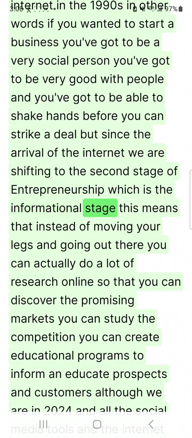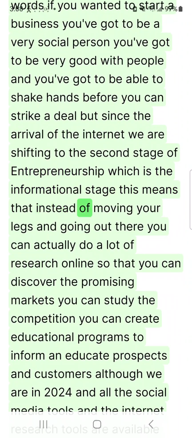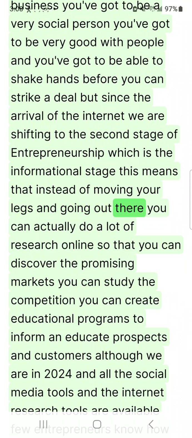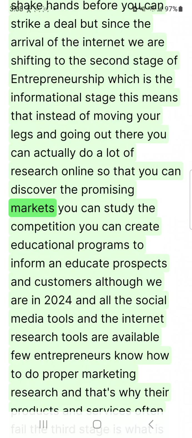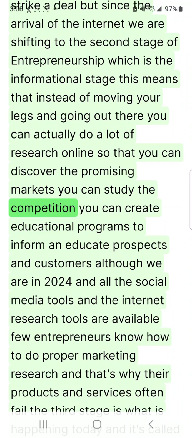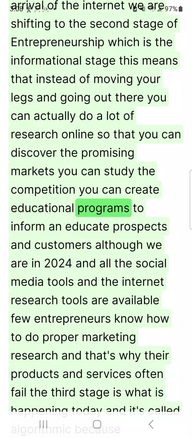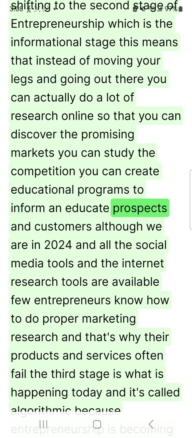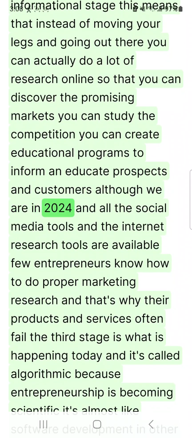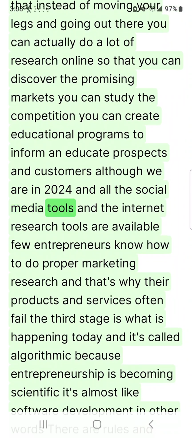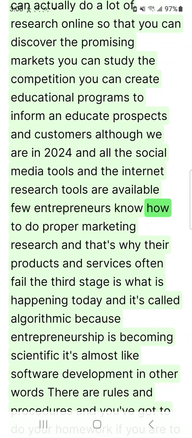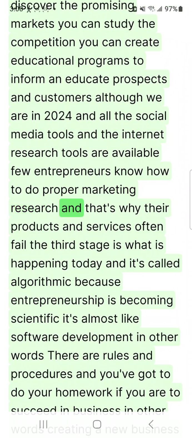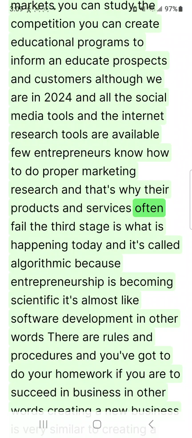But since the arrival of the internet, we are shifting to the second stage of entrepreneurship, which is the informational stage. This means that instead of moving your legs and going out there, you can actually do a lot of research online so that you can discover the promising markets. You can study the competition. You can create educational programs to inform and educate prospects and customers. Although we are in 2024 and all the social media tools and the internet research tools are available, few entrepreneurs know how to do proper marketing research, and that's why their products and services often fail.